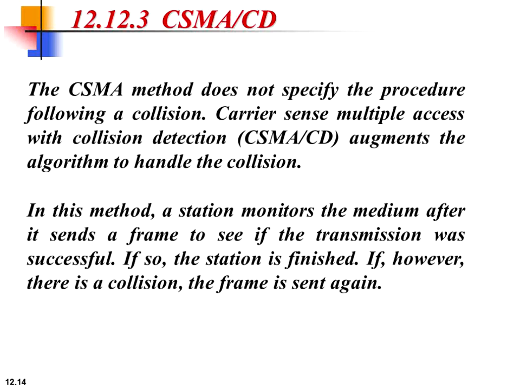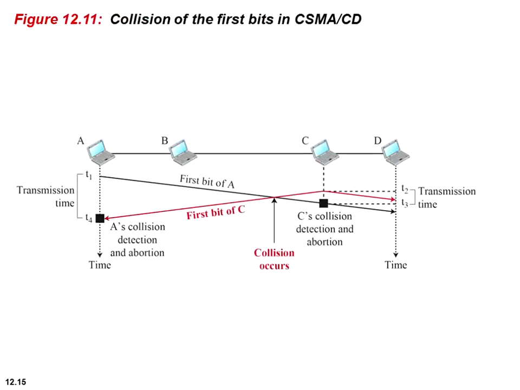So in order to understand CSMA/CD, let us first see the first bits that are being transmitted by the two stations which are involved in collision. So let's see this figure. Now, although each station continues to send bits in the frame until it detects collision, we show what happens as the first bits collide. Now, in this figure, station A and C are involved in collision.